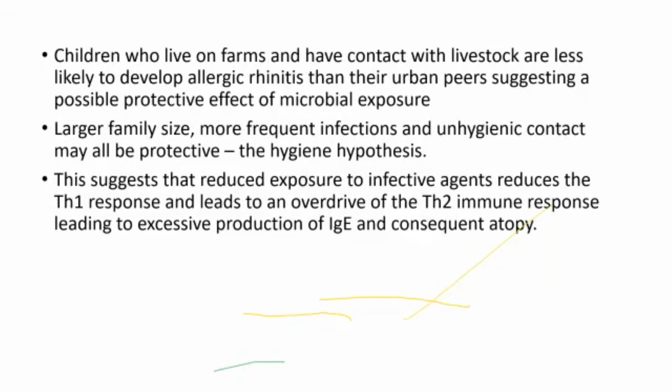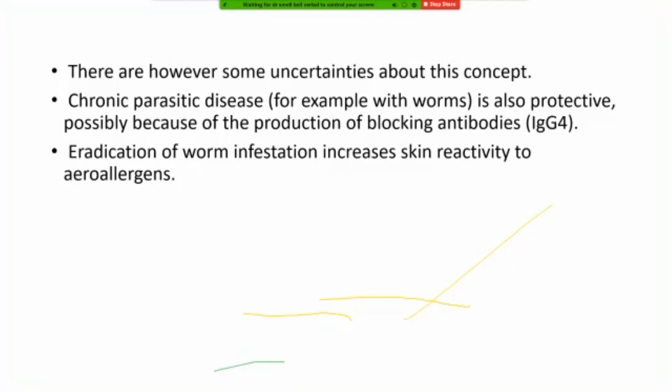Concept: chronic parasitic disease, for example with worms, is also protective, possibly because of the production of blocking antibodies, IgG4. Eradication of worm infestations increases skin reactivity to aeroallergens. So any concept has got its pros and cons, and there are doubts even about this hygiene hypothesis or this Th2 leading to more IgE in protected children. So chronic parasitic disease like worms is protective, possibly because of the production of blocking antibodies, that is IgG4, and with eradication of worm infestation, once worms are not there, skin reactivity to aeroallergens increases. This statement is understood.